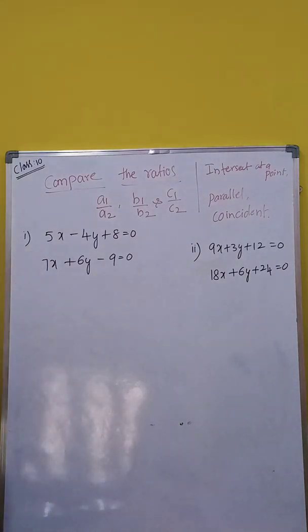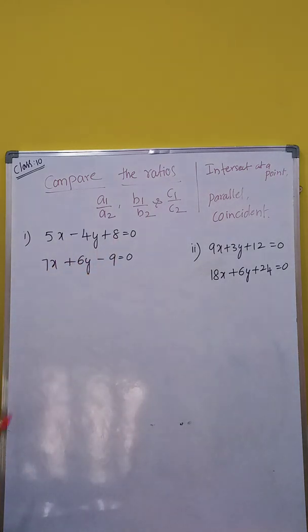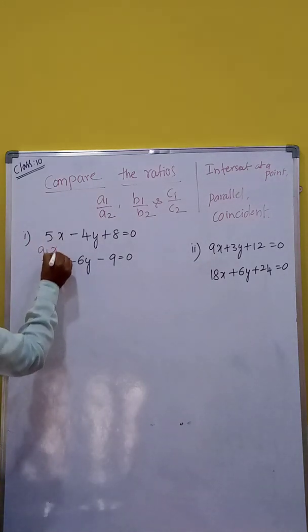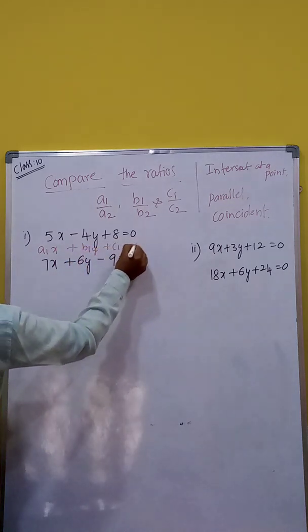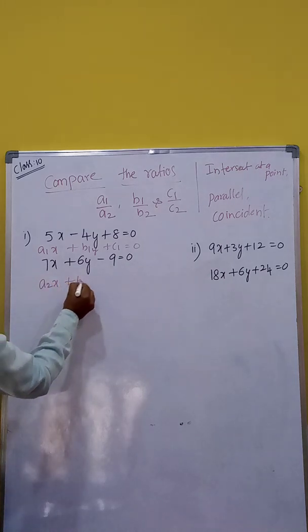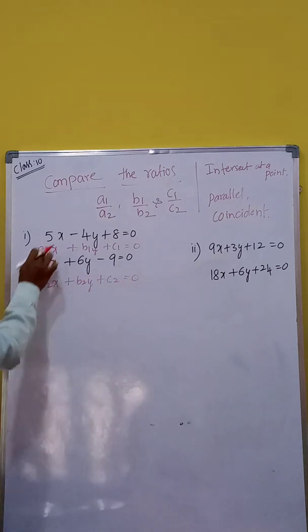Now the given equations are: first equation 5x minus 4y plus 8 is equal to 0, second equation 7x plus 6y minus 9 is equal to 0. Now compare the ratios. First compare with the general form: a1x plus b1y plus c1 is equal to 0, and the second one a2x plus b2y plus c2 is equal to 0.